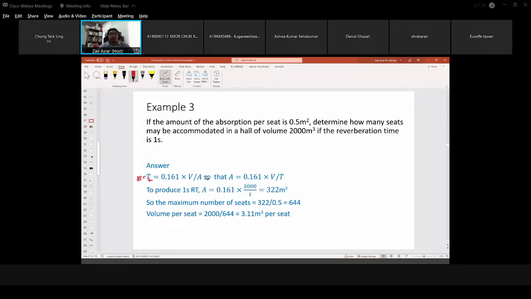If we want to know the volume per seat, for example, we can just take 2000 meter cubed divided by 644, so we have 3.11 meter cubed as the volume per seat. Obviously, this is the volume being covered by one seat.